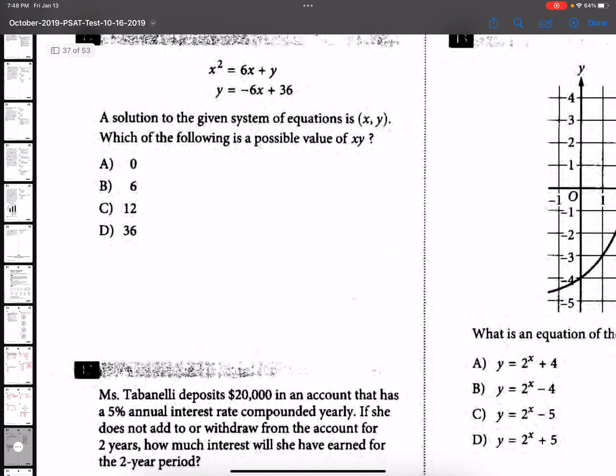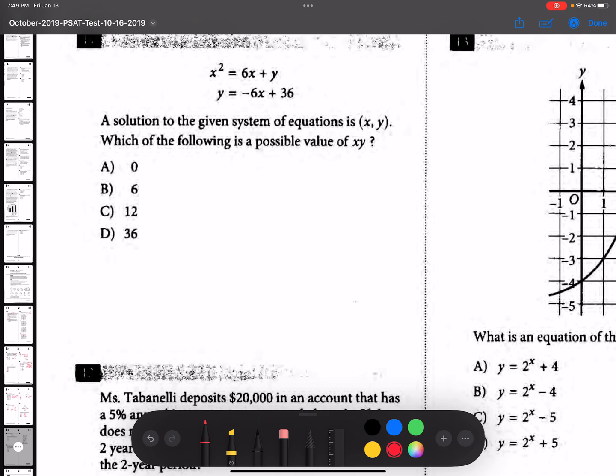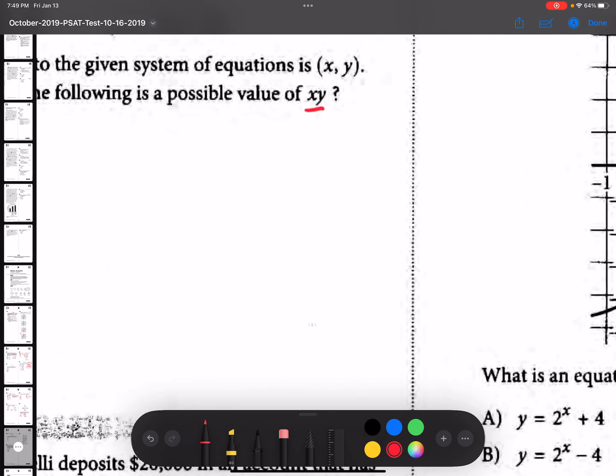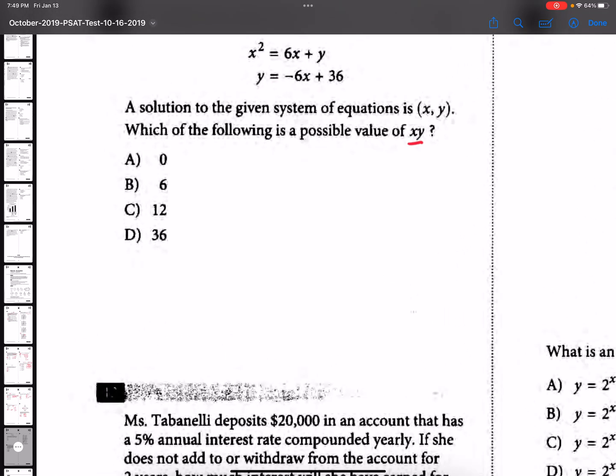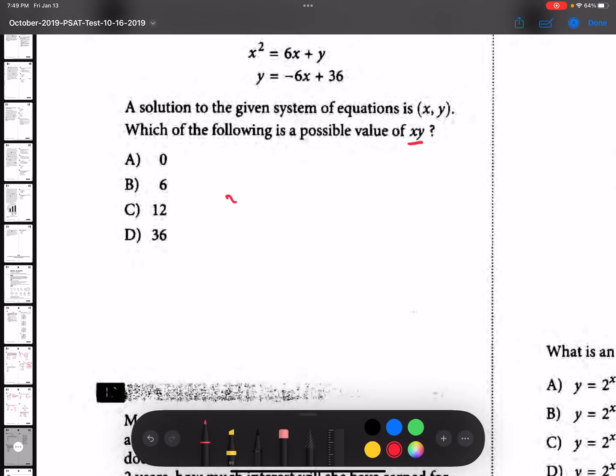All right, next question. Which of the following is the possible value of x times y? We have to remember that. Okay, so x squared is equal to, we can substitute this into y: 6x minus 6x plus 36. Then that means x squared is equal to 36. That means x is equal to the square root of 36, which is 6.